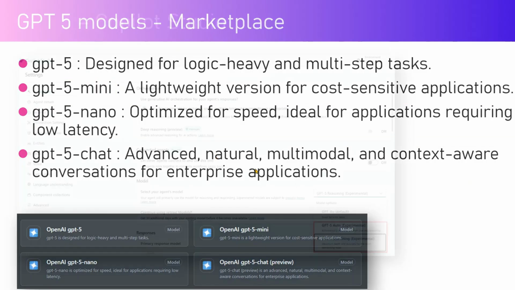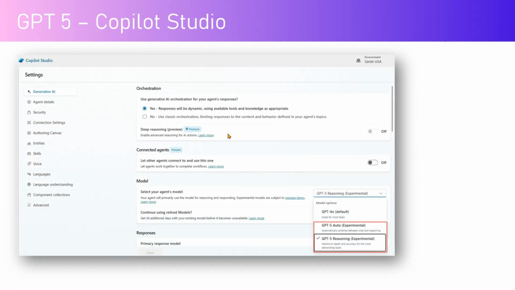Now, in Copilot Studio, if you have a tenant which has early release, and all the environments in your specific tenant are configured to get the recent releases from Microsoft, then you will find this model as GPT-5. Now, there are a couple of models over here: GPT-5 Auto and GPT-5 Reasoning. Both are in experimental mode.